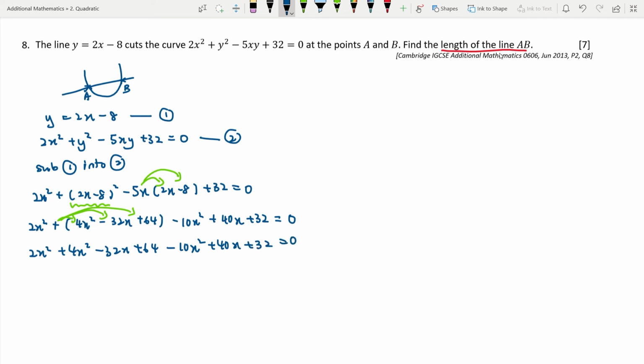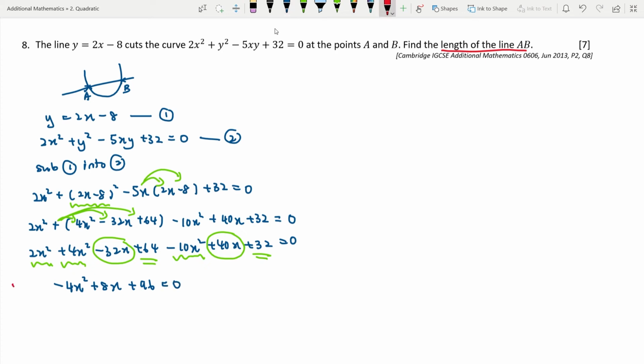We simplify the equation. 2x squared plus 4x squared minus 10x squared, we will get minus 4x squared. Minus 32x plus 40x, we get plus 8x. And lastly, the constant, plus 64 plus 32, we get plus 96. And the whole equation is equal to 0.